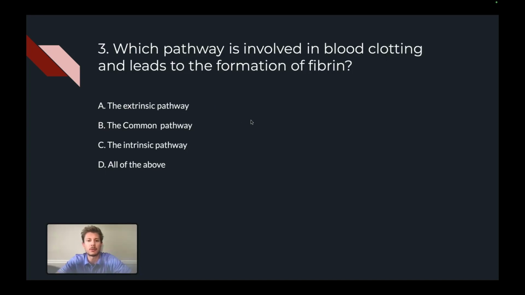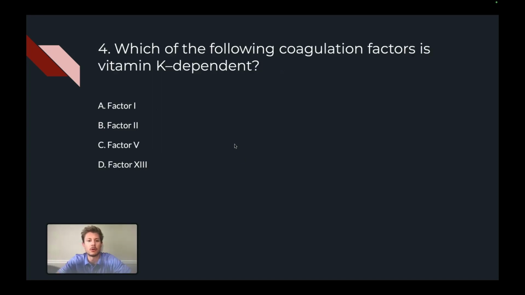Number 3, which pathway is involved in blood clotting that leads to the formation of fibrin? We have A, the extrinsic pathway, B, common pathway, C, the intrinsic pathway, or D, all of the above. And if we remember, the extrinsic and intrinsic both combine at factor 10 to form the common pathway, so the answer here, D, all of the above. Number 4, which of the following coagulation factors is vitamin K dependent? This one is B, factor 2, also known as prothrombin.